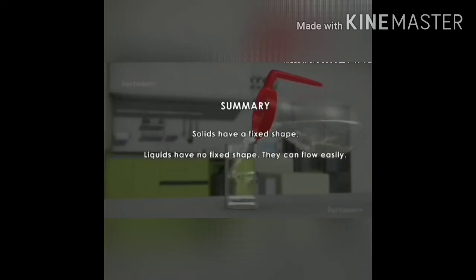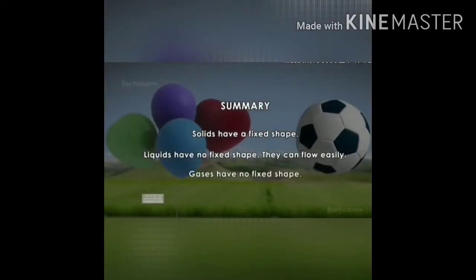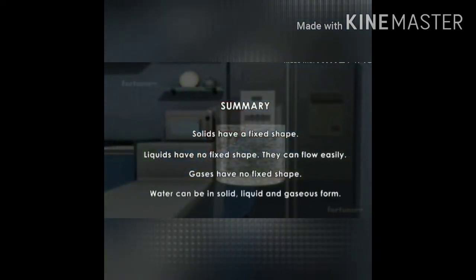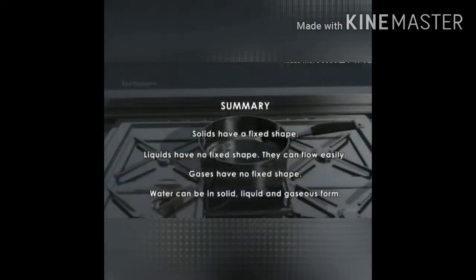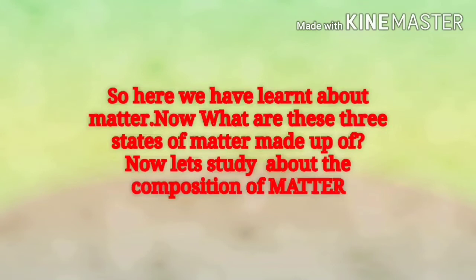The summary is, solids have a fixed shape, liquids have no fixed shape, they can flow easily. Gases have no fixed shape. Water can be solid, liquid, and in gaseous form. So here we have learnt about the three states of matter.